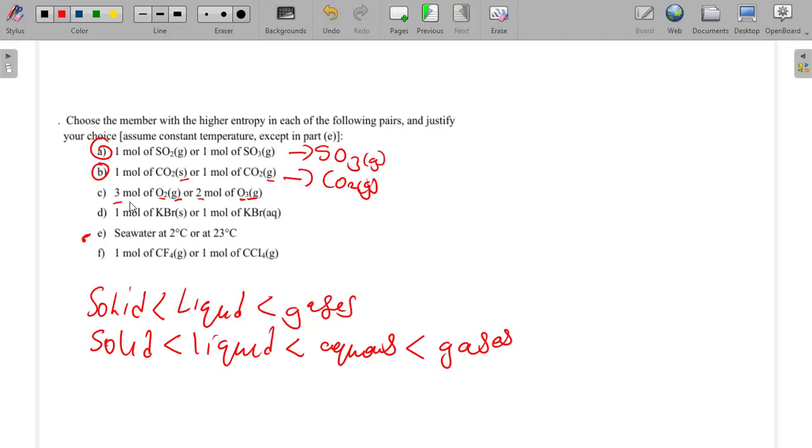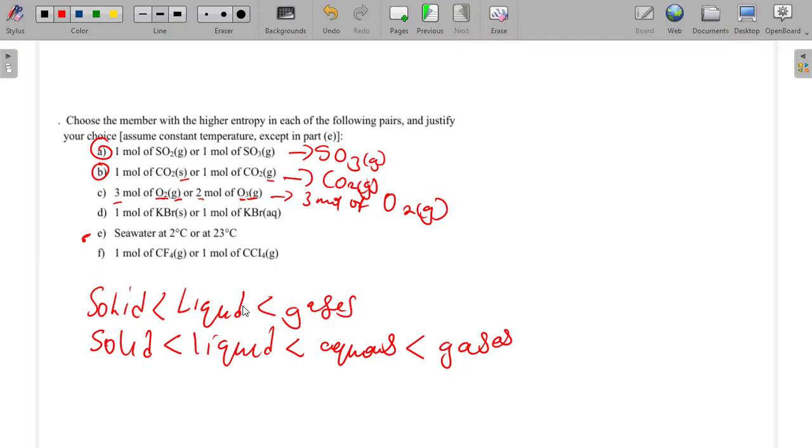Here we consider the number of particles. The greater the number of particles, the greater the entropy change. Despite the weight being less, it will have greater entropy because it has a lot of particles, the moles here. The one with the greater number of moles will be considered to have greater entropy change compared to the other one. So here, the one with the 3 moles of oxygen gas is going to have greater entropy in that case.